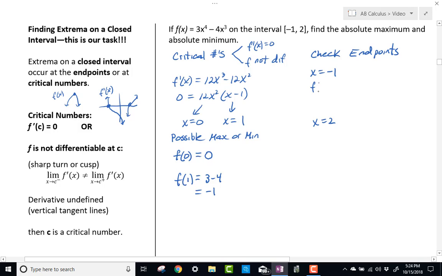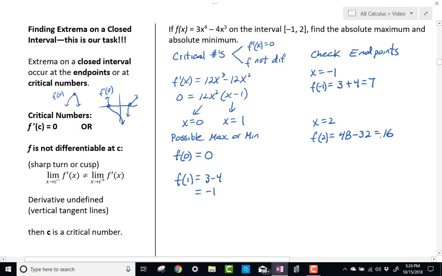So f of -1 now, got to be a little more careful here. -1 to the 4th is 1, and 1 times 3 is 3. Minus, now we've got -1 cubed, which is -1 times -4, so that's going to make that +4, so that's going to equal 7. And then f of 2, plugging that into our function, 2 to the 4th is 16, and 16 times 3 is 48. And 2 cubed is 8, and 8 times 4 is 32. And 48 minus 32 is 16.